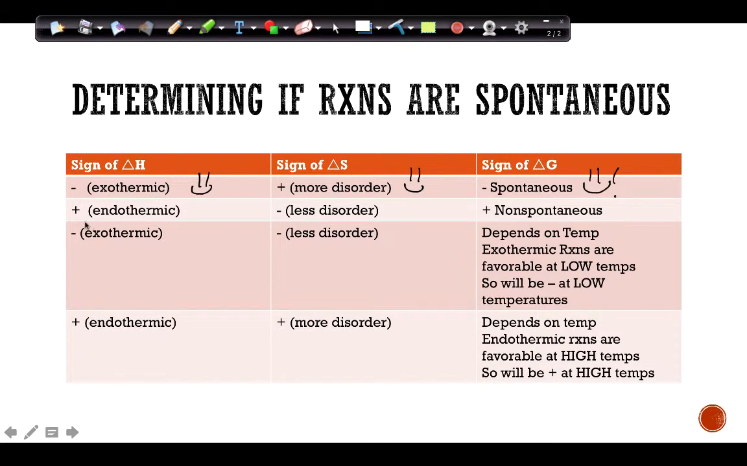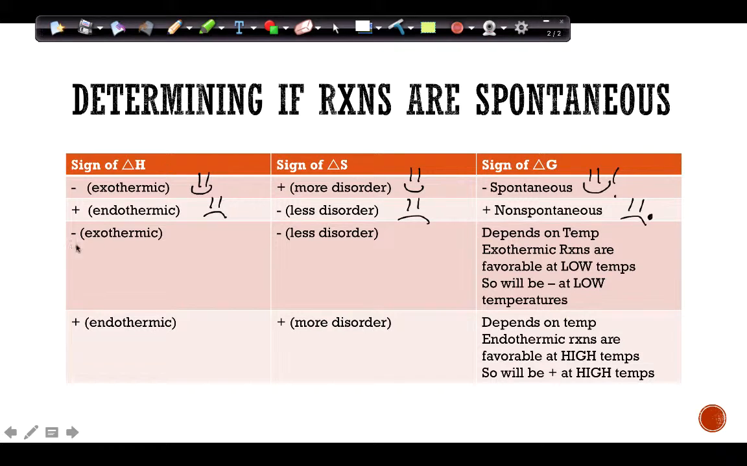Okay, so now let's look at an endothermic reaction. Well, we don't like that. We don't like having to put energy into things. We also don't like it when it becomes less disordered, when it becomes cleaner. So we're sad in both cases, so it's definitely non-spontaneous. It's a teardrop.